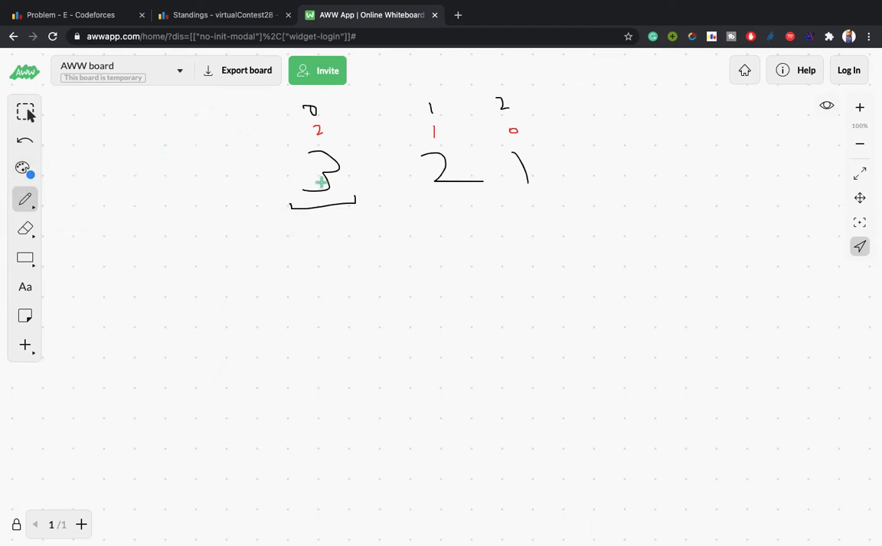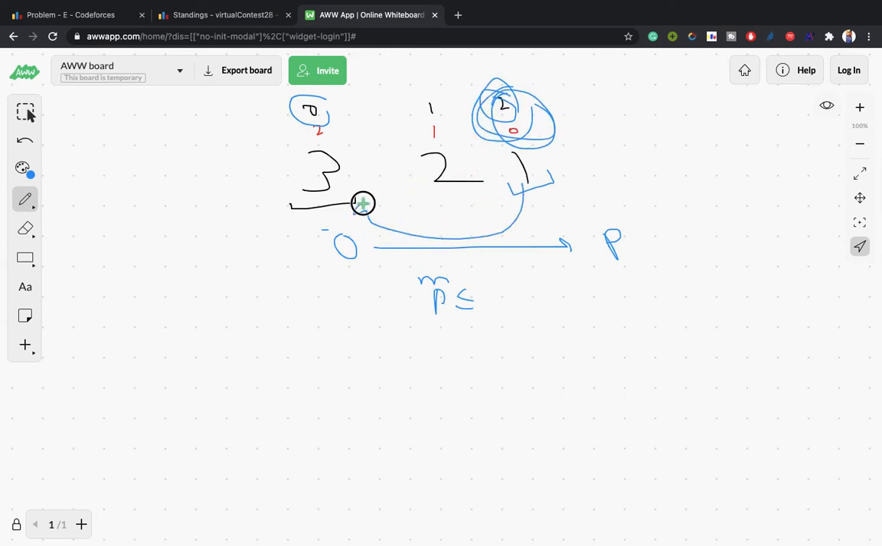So what I thought is, I will check the maximum prime which is lesser than or equal to the required position. Like here the required position is 2 and it is at 0. So I will do a binary search over all the primes and find the maximum prime which is lesser than or equal to the required index, and swap them.